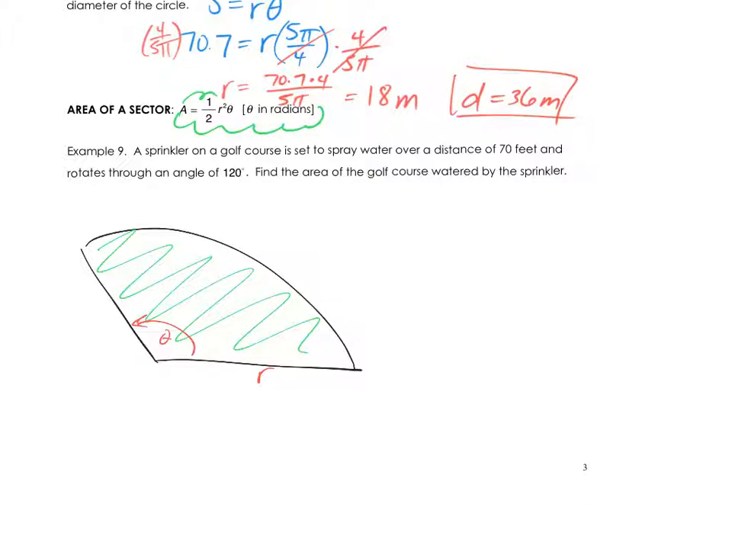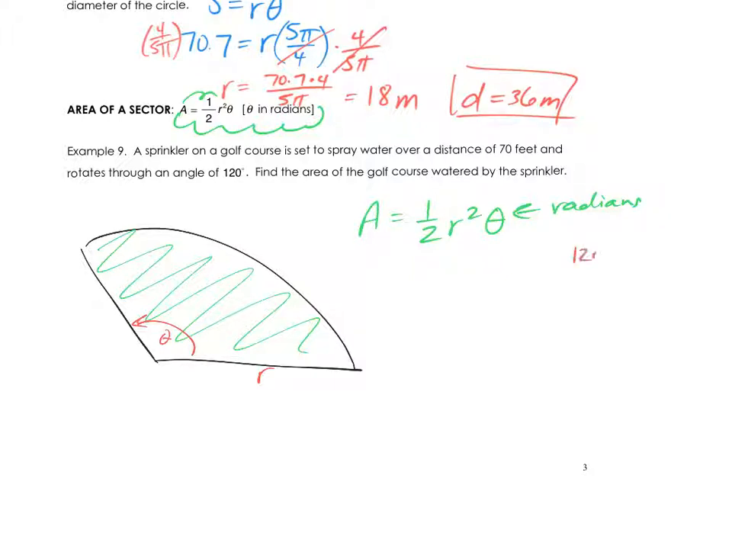So in example 9, we're going to use this to solve a problem. A sprinkler on a golf course is set to spray water a distance of 70 feet and rotates through 120 degrees. We're going to find the area that the golf course is watering. So we're going to start with our equation. Area equals 1/2 r squared theta, but I need theta to be in radians. So we're going to pause for a second on the equation, and we're going to do that conversion.